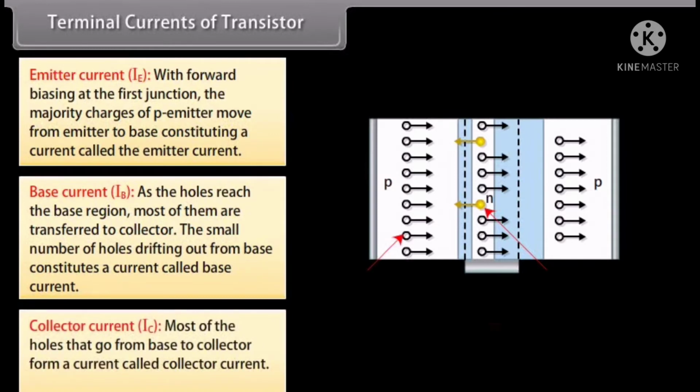Collector current, IC. Most of the holes that go from base to collector form a current called collector current. IE is equal to IB plus IC. The current concepts are all the same in PNP and NPN, except that all currents are directed opposite in the two cases.